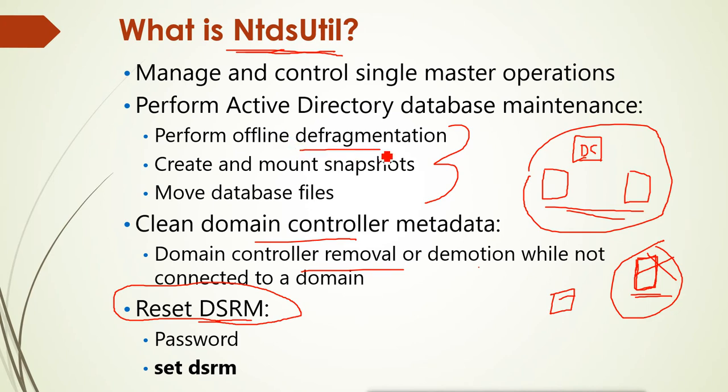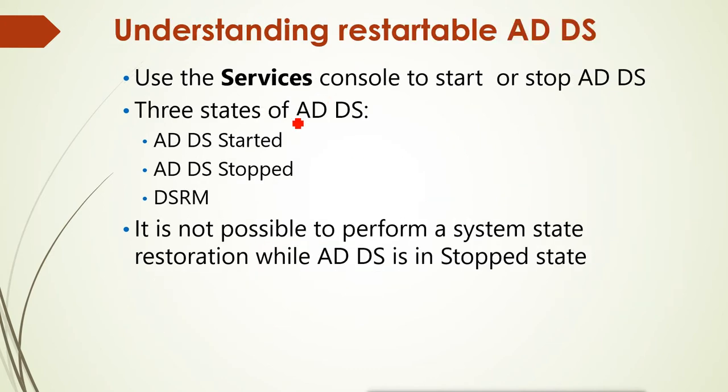Now, some of the tasks which we try to do, we cannot do unless we stop the domain services. This Active Directory Domain Services, we cannot do these tasks unless we stop these services. Before Server 2012, we could not stop the domain services. The services were not stoppable or restartable. We cannot stop the Active Directory Domain Services before Server 2012. But now we can actually stop the service, and we can start the service.